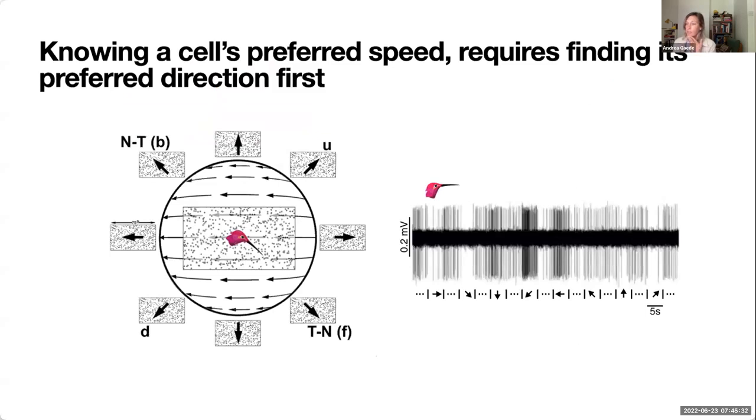Knowing a cell's preferred speed requires finding its preferred direction first. So I present dot fields moving in a series of different directions, and you get neural responses, like the raw trace on the right, and then I find the preferred direction of the cell based on the response.